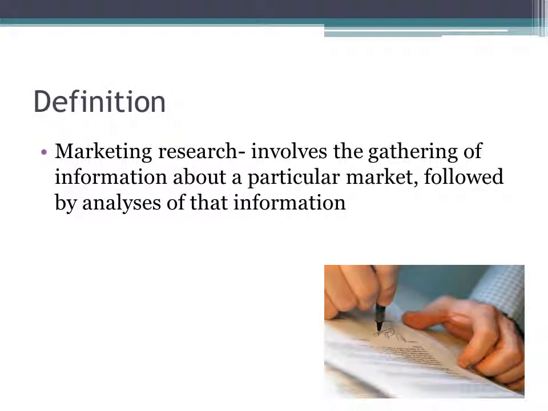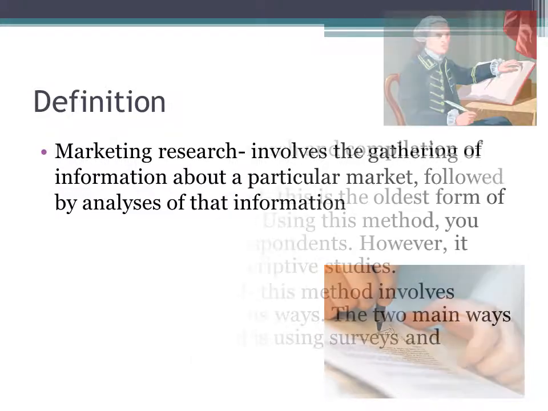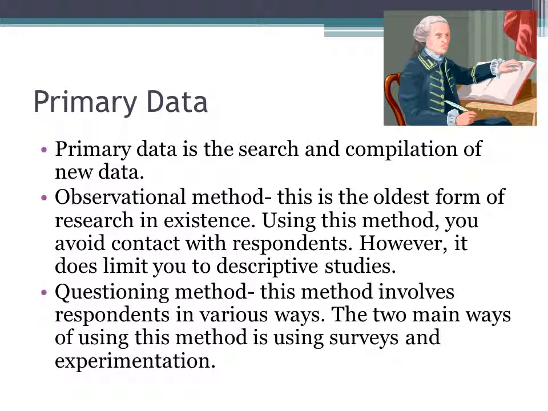Marketing research involves the gathering of information about a particular market, followed by analysis of the information. Primary data is the search and compilation of new data. The observational method is the oldest form of research in existence. Using this method, you avoid contact with respondents.